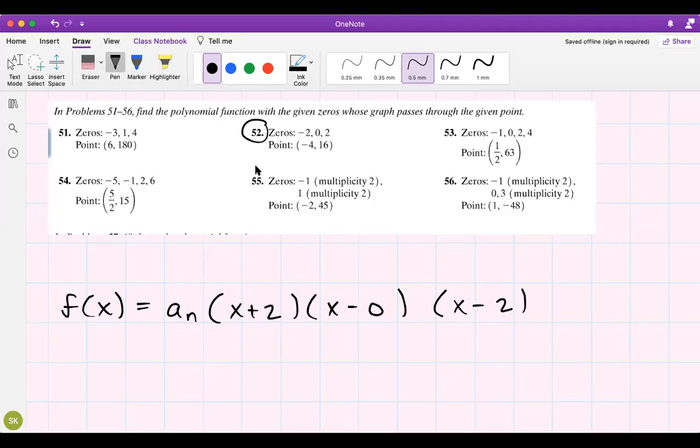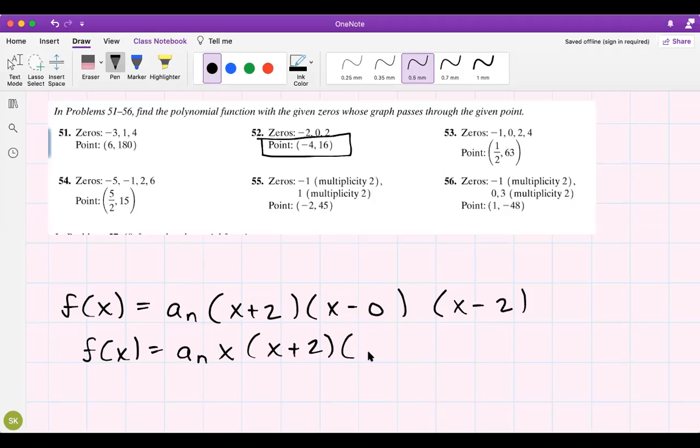Again, if we had more zeros, I would need 4 linear factors. And there's a reason why I'm making these a 1, a 1, and a 1: I also want to go through this point, and I want to make my algebra as easy to manipulate as possible. So the first thing I'm going to do is clean this up, because x minus 0 is the same thing as x. So the polynomial function we can work with is some coefficient times x times (x plus 2) times (x minus 2).